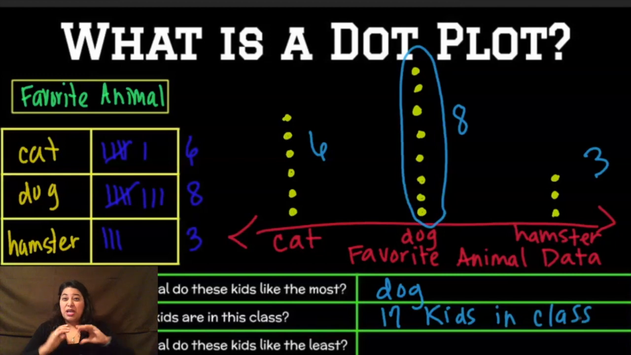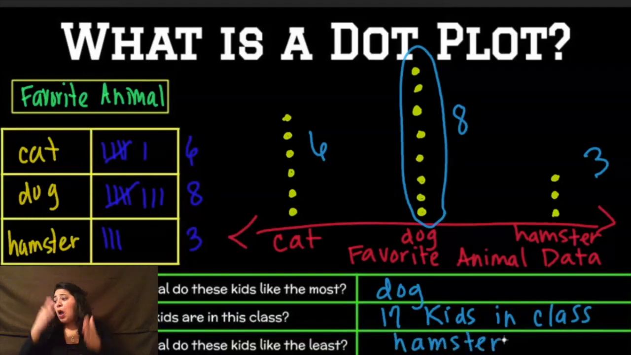And now let's look at that last question. It says, which animal do these kids like least? Sorry, Gemma. The animal that they like the least is hamster, although hamsters are really, really cute and cuddly.